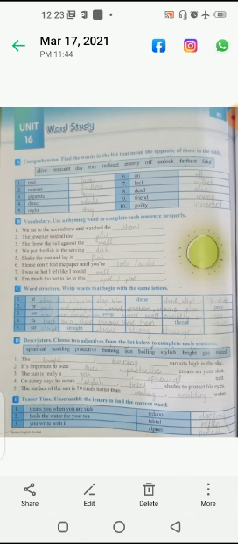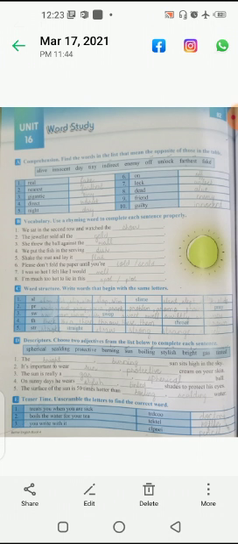Descriptors. Descriptor means describing words. Choose two adjectives from the list below to complete each sentence. The first sentence is, the dash dash sun sits high in the sky. The bright, burning sun sits high in the sky. It is important to wear sun protective cream. The sun is really a gas, spherical.